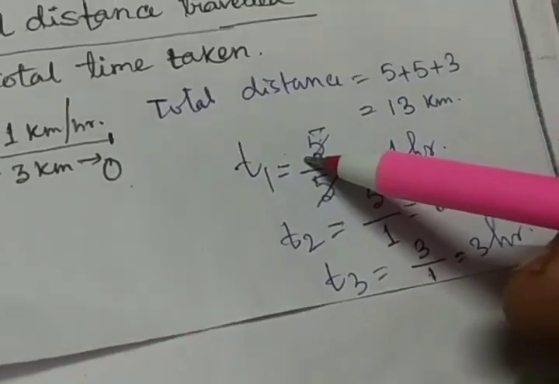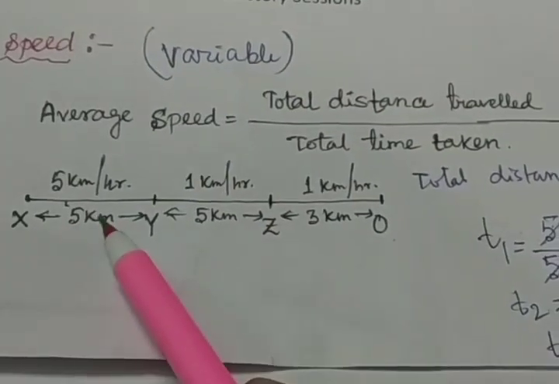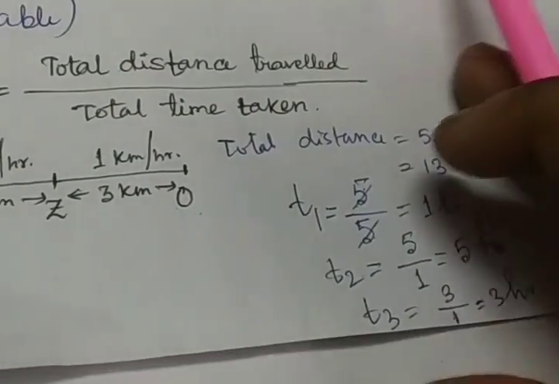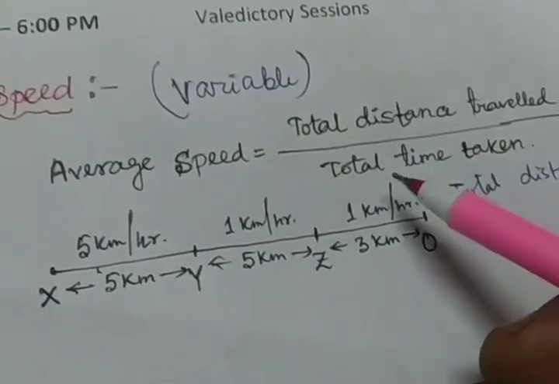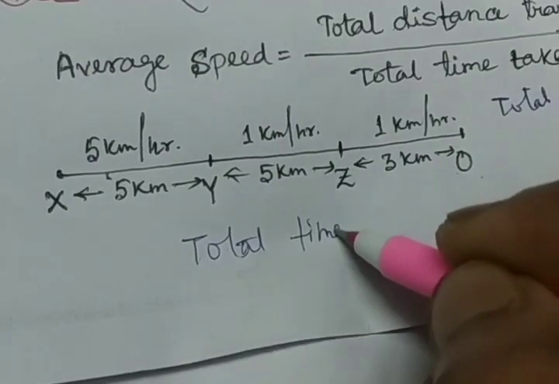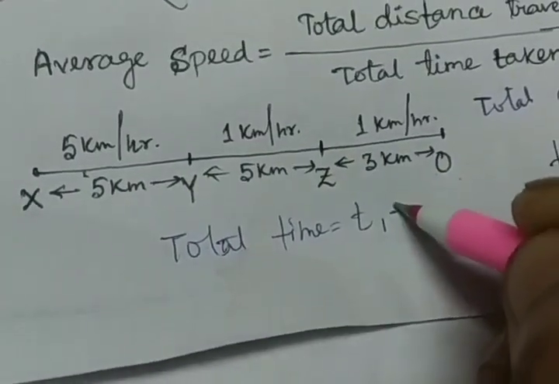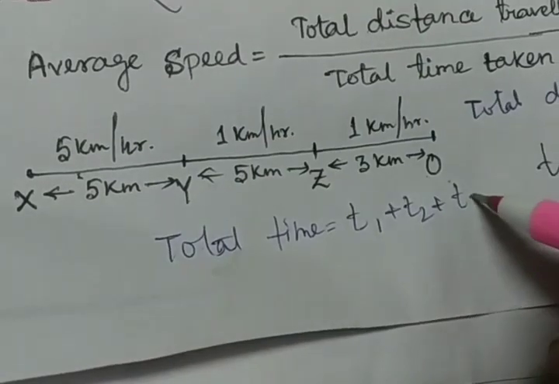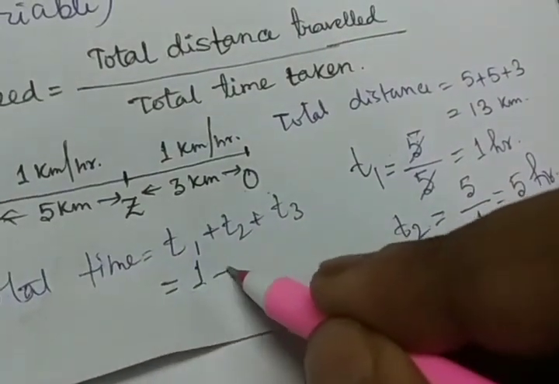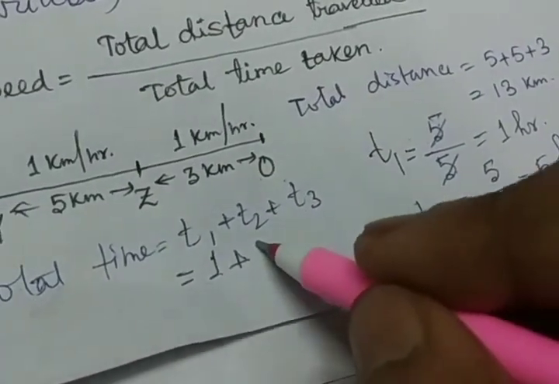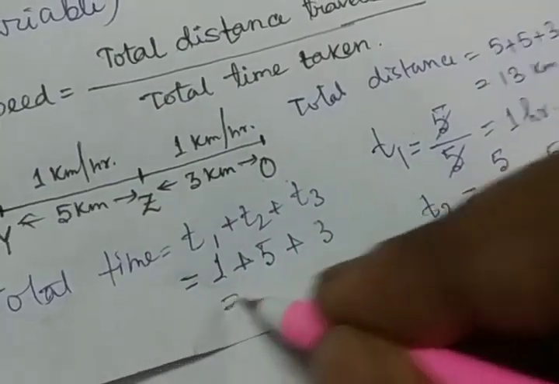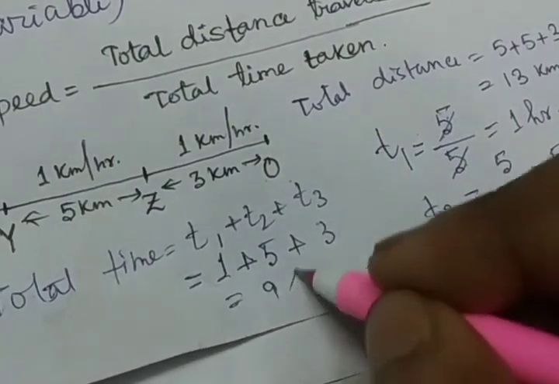Do you understand? So there are three times taken, and the distance I have already calculated is 13 km. So what is the total time? As per formula, the total time equals T1 plus T2 plus T3. So T1 is 1 hour plus T2 is 5 hours and T3 is 3 hours. So that means 5, 3, 8, 9. So this is 9 hours.